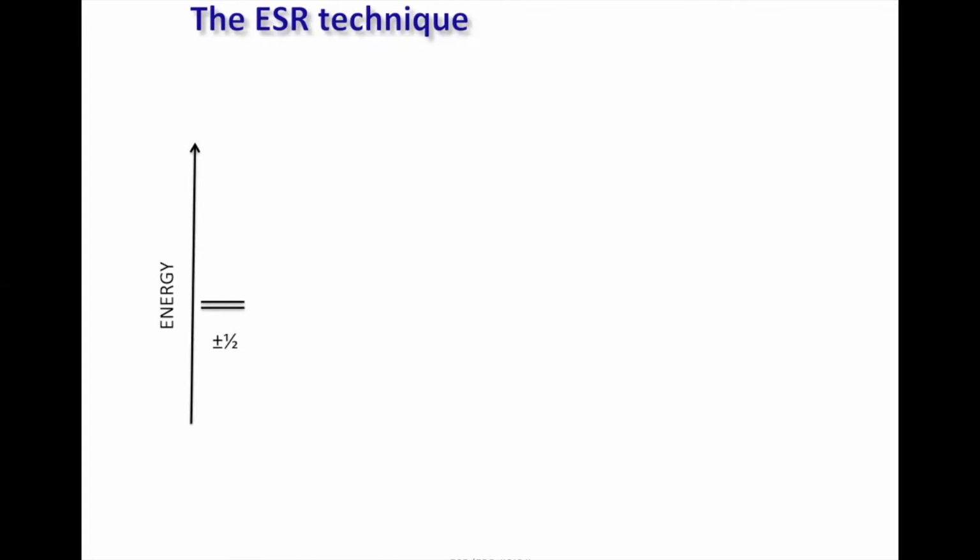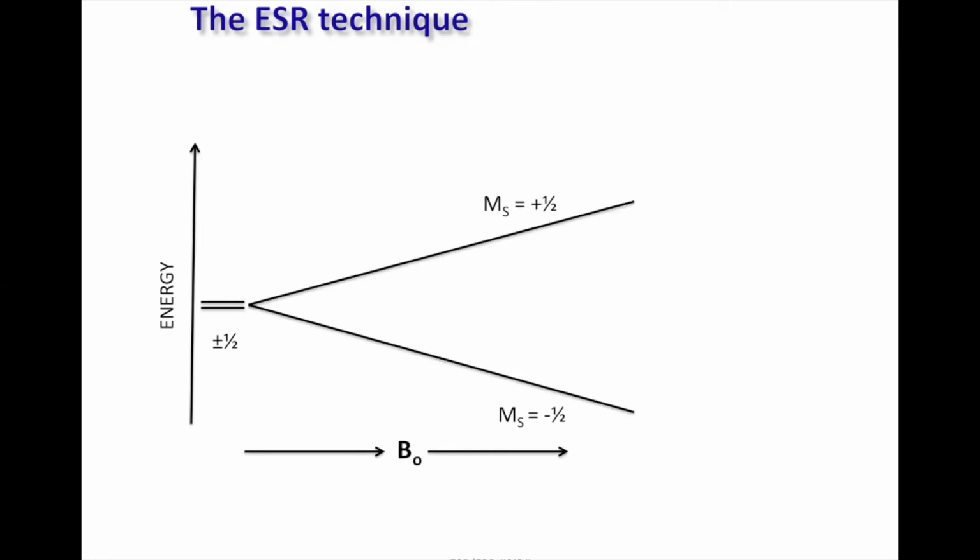The classical interpretation of this effect is that the magnetic field arising from the minus half spin state of the electron is aligned parallel to the external magnetic field, and its energy goes on decreasing with the increase in the field strength. On the other hand, the plus half spin state is aligned against the external magnetic field, so the energy increases with the increase in the field strength.